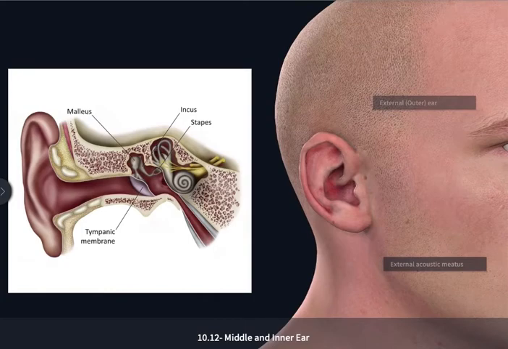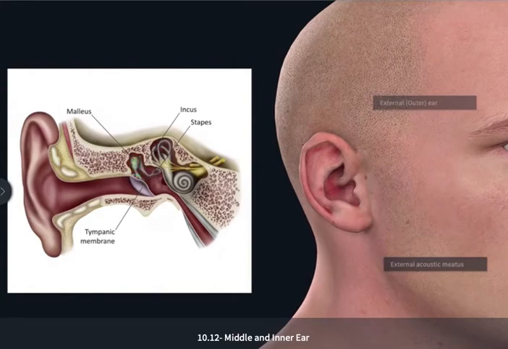Now, in order to detect that sound, we need to travel through the middle ear towards the inner ear. And this is going to be the role of three small bones, otherwise known as the ossicles of the ear. The first of which, the malleus, is named because of its hammer-like appearance. It will be attached directly to the tympanic membrane.